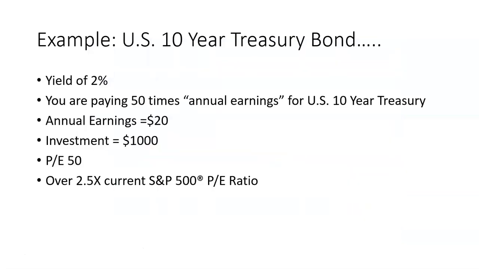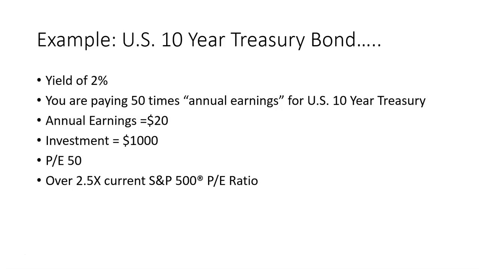So here again is the example of the U.S. 10-year Treasury bond. It's yielding 2%. Now, what this means at a yield of 2% is that you are paying 50 times annual earnings for the U.S. 10-year Treasury. So you have your annual earnings of $20. You have an investment of $1,000. Now, if this were a stock, and we don't use PE ratios on bonds, but if this were a stock, what this would mean is that we would have a PE ratio of 50.